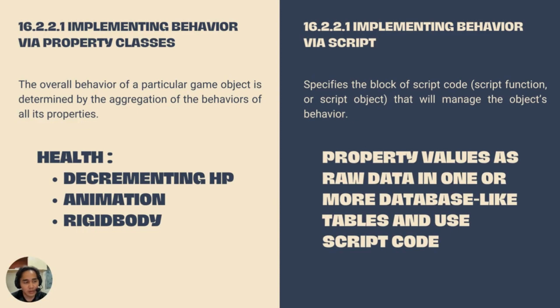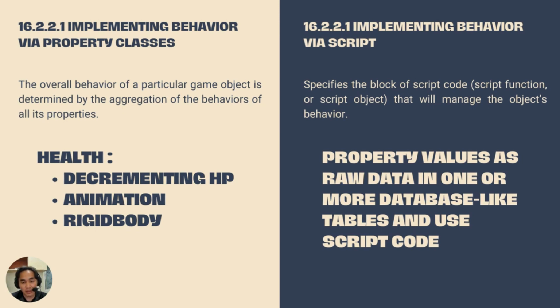So first, I'll be explaining about implementing it in property classes. It is determined by the aggregation of the behavior of all of its properties. So let's say I'm making a health property, and we're making it receive damage or changes to the health. It will change the property, like decrementing HP accordingly, and can also communicate with other properties such as animation and rigid body. When receiving damage, it can trigger an animation for it. So it produces some cooperative behavior.